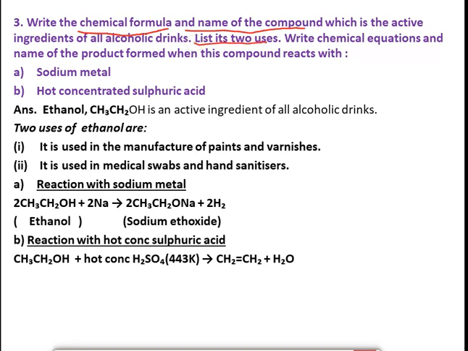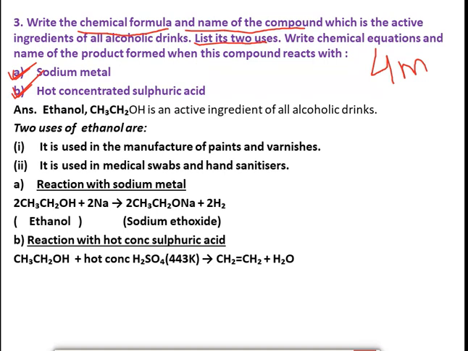And the third part is write the chemical equation and name of the product formed when this compound reacts with sodium metal and hot concentrated sulfuric acid. So you have to tell which product is formed when that compound reacts with sodium metal, and which compound is formed when it reacts with hot concentrated sulfuric acid. So overall this question is of 4 marks. One mark is for the chemical formula and the name of the compound. One mark is for 2 uses, and 2 marks are for the reaction with sodium metal and the reaction with hot concentrated sulfuric acid.